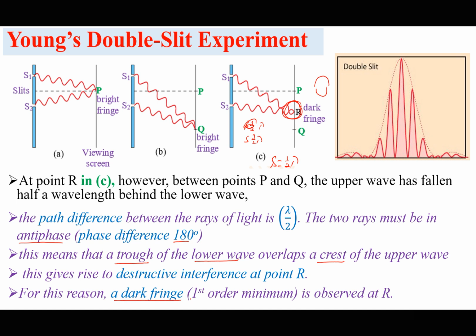Zero intensity if the waves are perfectly identical. So for this reason, a dark fringe, that is a first order minimum, is observed at R. The orders are going to be above and below, but we don't have a zero order minimum. We have first order minimum, second order minimum, and so on and so forth. But we can have a zero order maximum. That is when the path difference is 0.